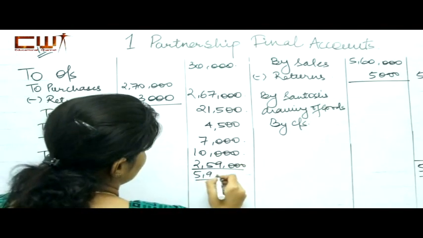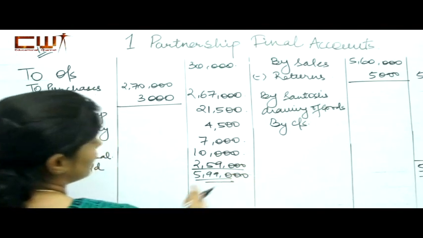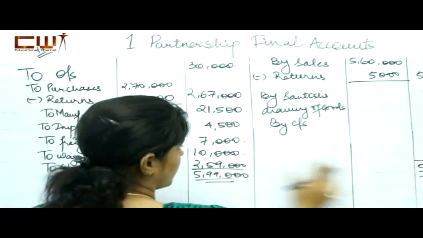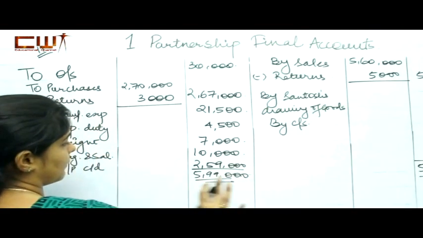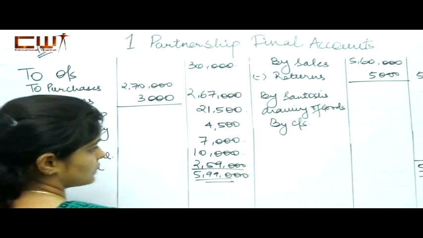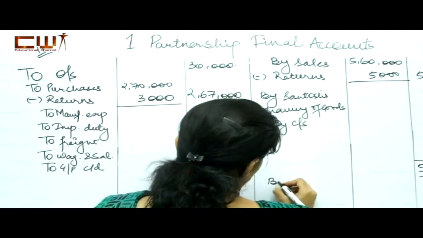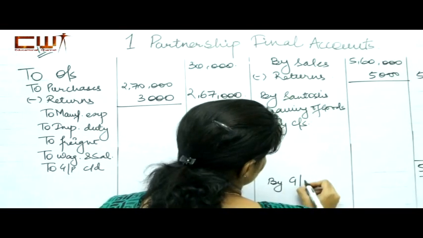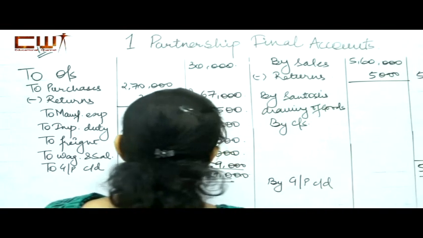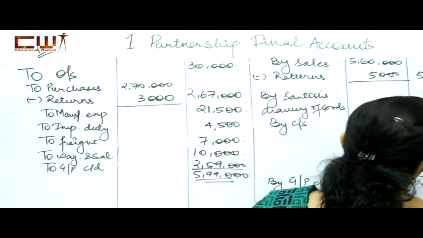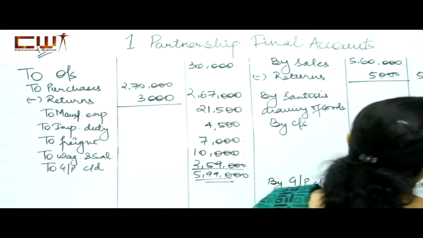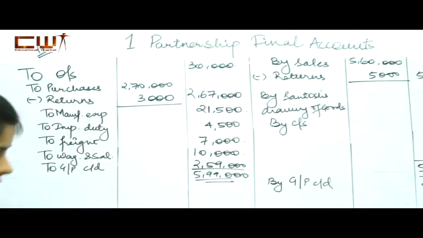Balance it 5,99,000. Right? Now you take this gross profit. You have closed the trading account. Gross profit you have calculated by gross profit carried down, 2,59,000. Alright. Next you have profit and loss account. Let's prepare the profit and loss account.